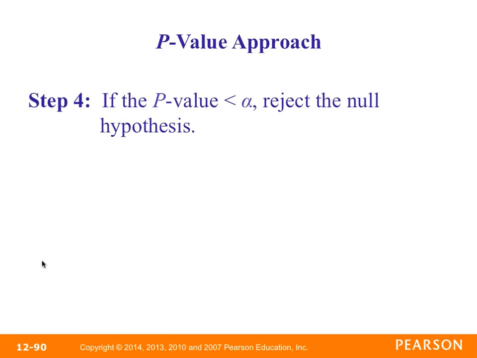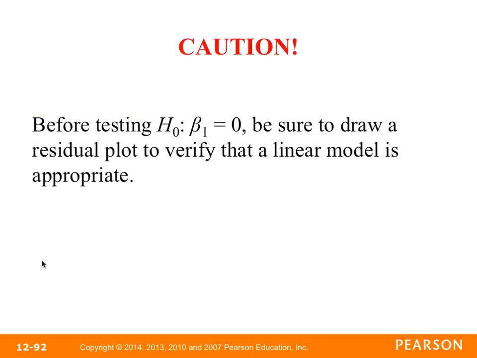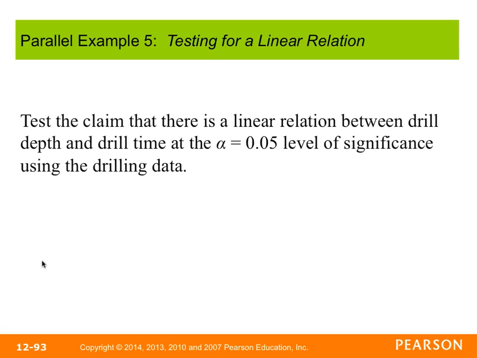If the p-value is less than alpha, we reject and state a conclusion. Caution: before testing H naught that beta 1 equals 0, be sure to draw a residual plot to verify that a linear model is appropriate. So let's test the claim that there is a linear relation between drill depth and drill time at the alpha equals 0.05 level of significance, using that same drilling data that we did before.